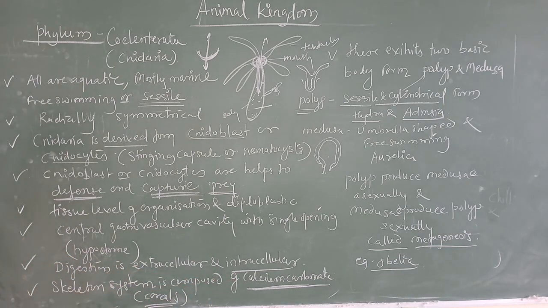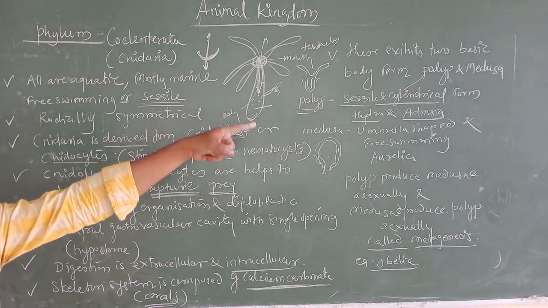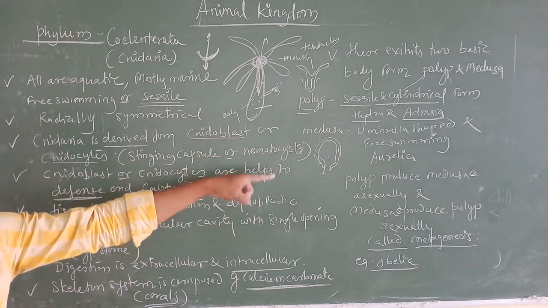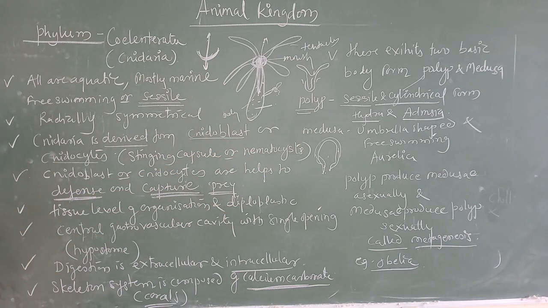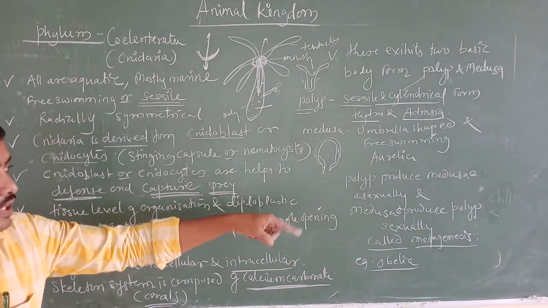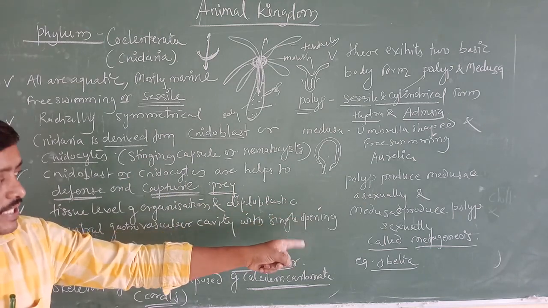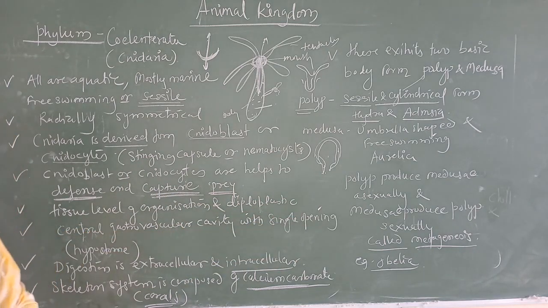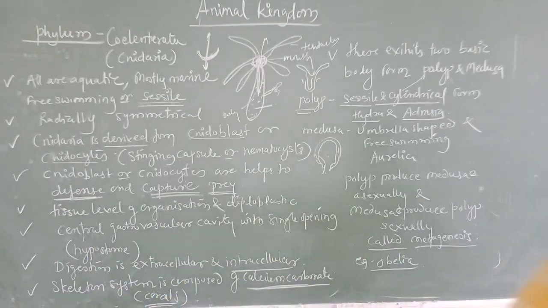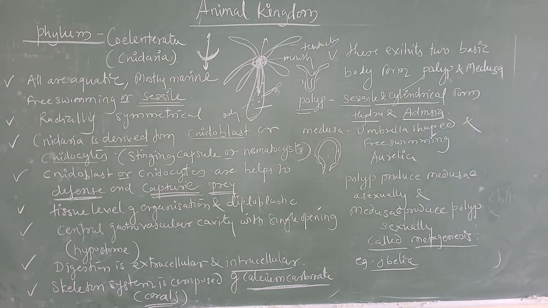For example, corals. Two body forms: polyp and medusa. Polyp is sessile and cylindrical, as in Hydra. Medusa is umbrella shaped and free swimming, as in Aurelia. If the organism comes under Coelenterata and exhibits both body forms, polyp and medusa, where polyp produces the medusa asexually and medusa produces the polyp sexually, that process is called metagenesis. Example, Obelia. This is about the general characteristics of Coelenterata.